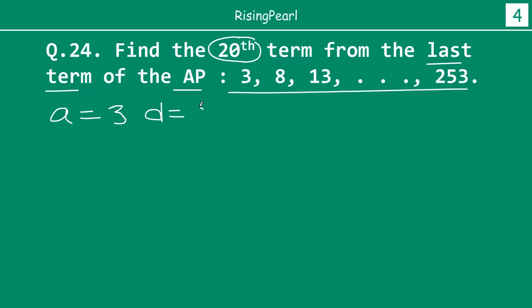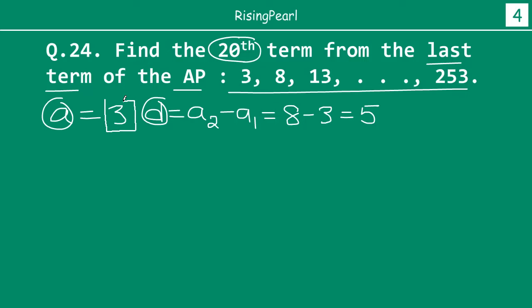Common difference is going to be A2 minus A1, or 8 minus 3, which is 5. We could have also done 13 minus 8, same thing. So we know A and we know D, right? A is 3 and D is 5. So what is it that we have to find out? The 20th term. So now let's write it this way. We have A1, A2, A3, A4, and it goes like this.